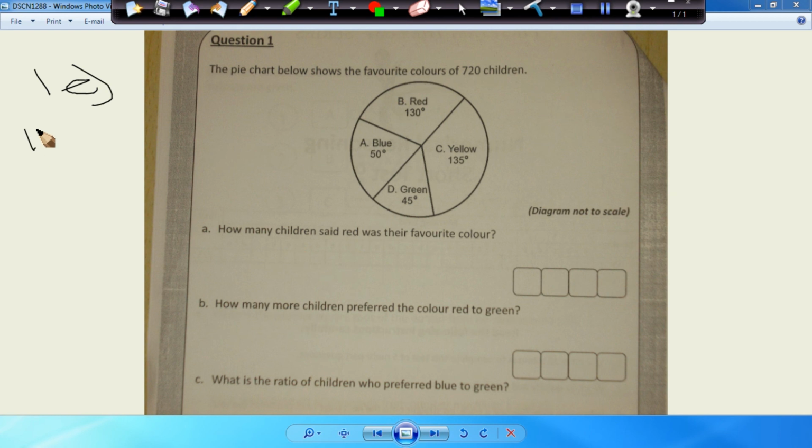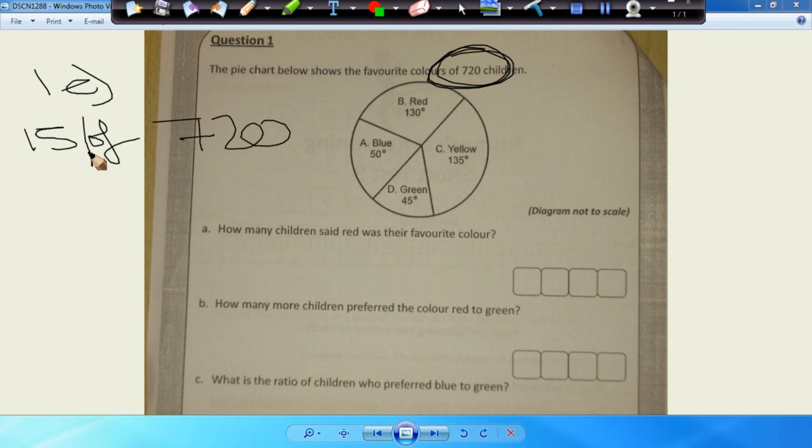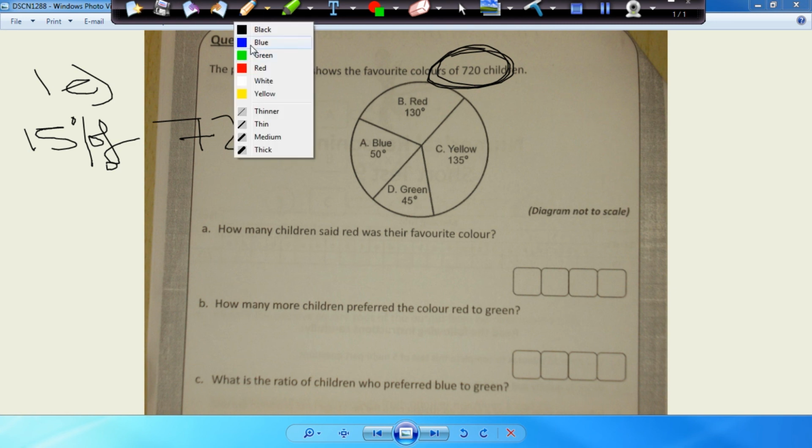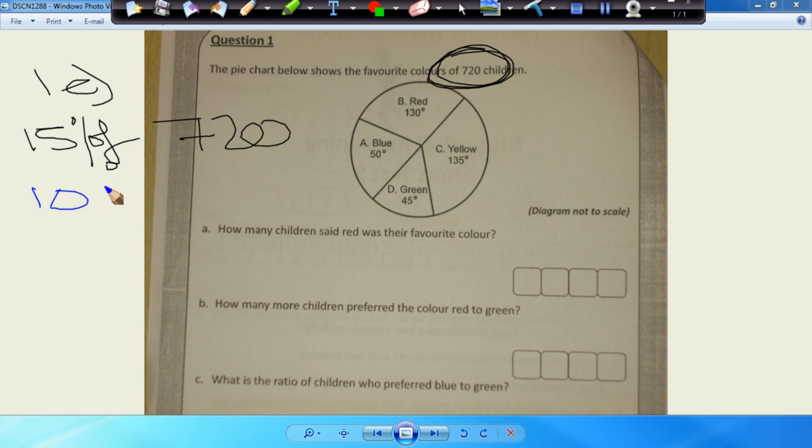So, okay, let's just do 1E here. So it's 15% of what? How many children? 720 children. Okay, now how do we work out 15%? I don't want the answer. I want somebody to give me the technique for working out 15%. What do we work out first? 10%. So 10% of 720, divided by 10, that gives you 72.